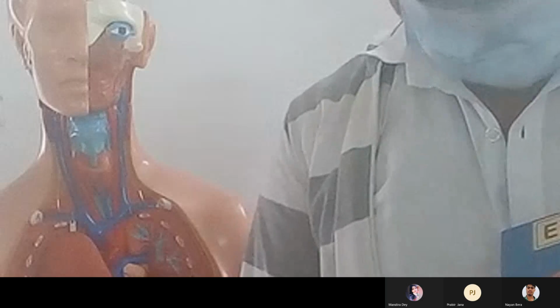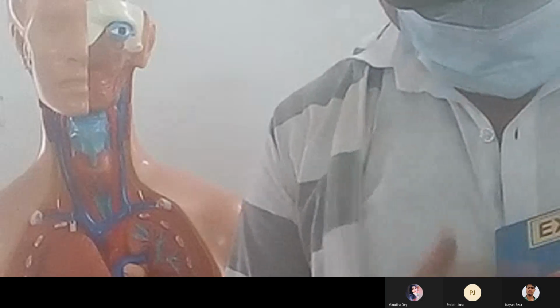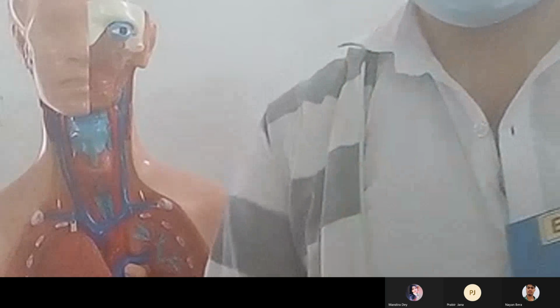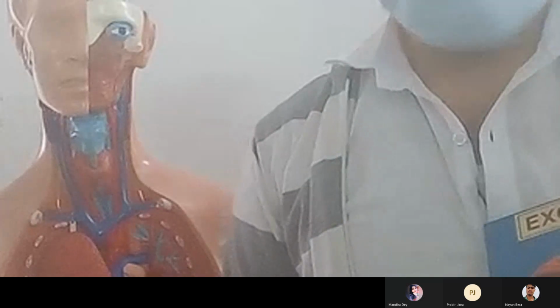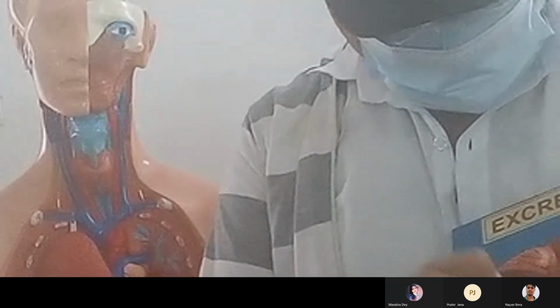So, if this outside is the renal cortex, this inside part is the renal medulla. What happens in the renal medulla? The ureter expands in the hilum. This expanded part has the shape of a funnel. We call this expanded part of the ureter in the renal region the renal pelvis.